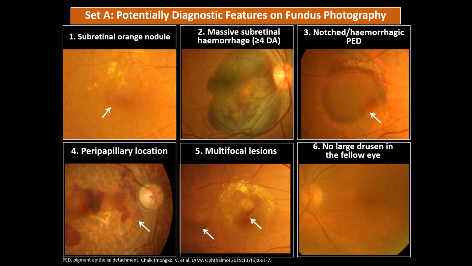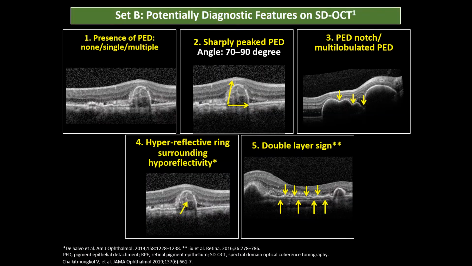Here are the fundus characteristics that the grader reviewed. These are the signs that I presented earlier. For OCT, the grader looked at each feature on OCT, including presence of PED, sharply peaked PED, PED notch, hyperreflective ring, and double layer sign.